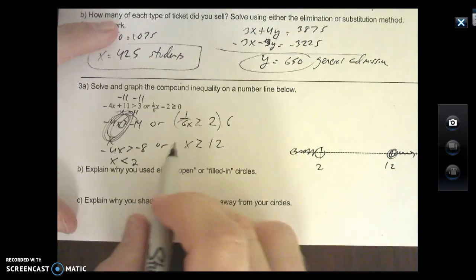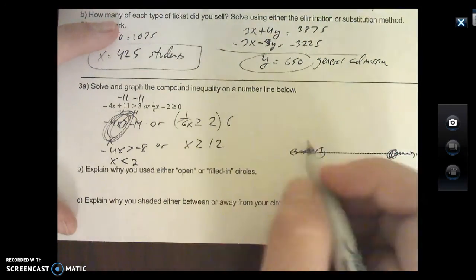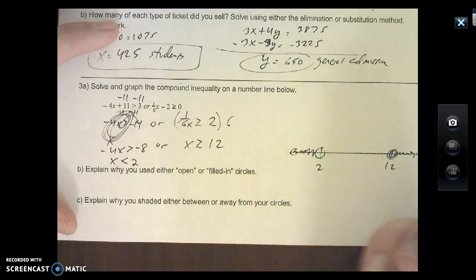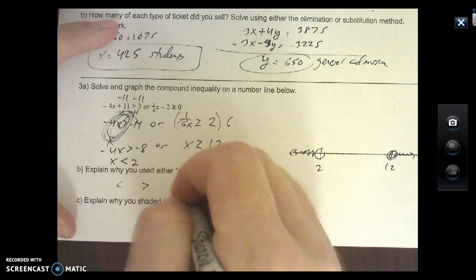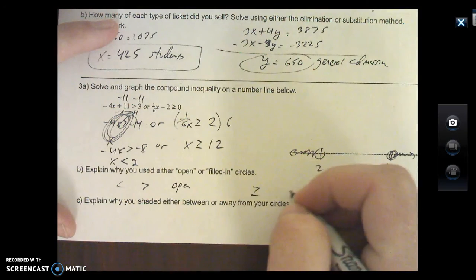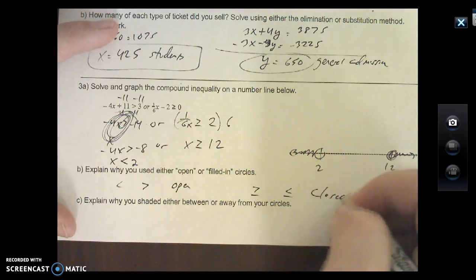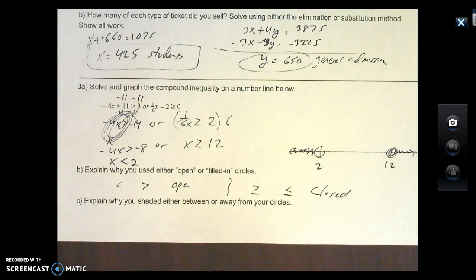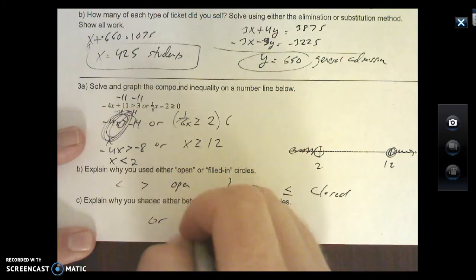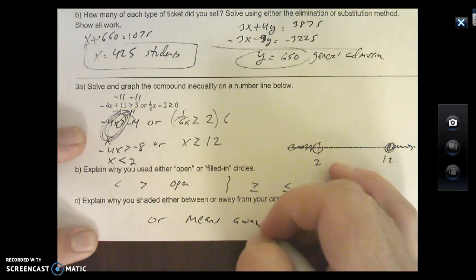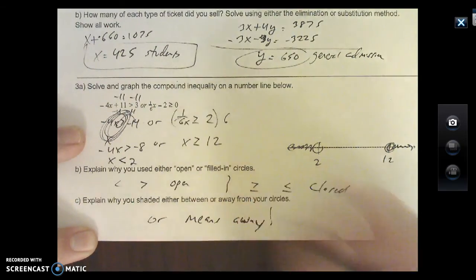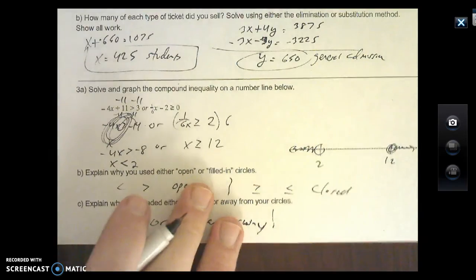Okay. Explain whether you use open or closed circles or filled in. I would just write something like less than or greater than is open, greater than or equal to, less than or equal to is closed or filled in, however you want to look at it. Explain why you shade either between or away from circles, or means away. Okay. Good so far. Alright.